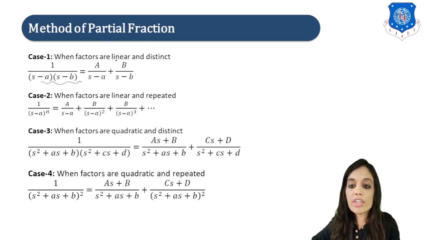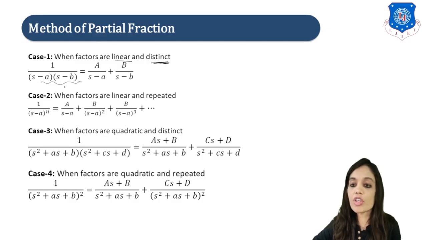Whenever we are given linear and distinct factors such as s minus a, s minus b in the denominator, if we want to separate this, we will write A upon s minus a plus B upon s minus b, and find the values of this capital A and B.